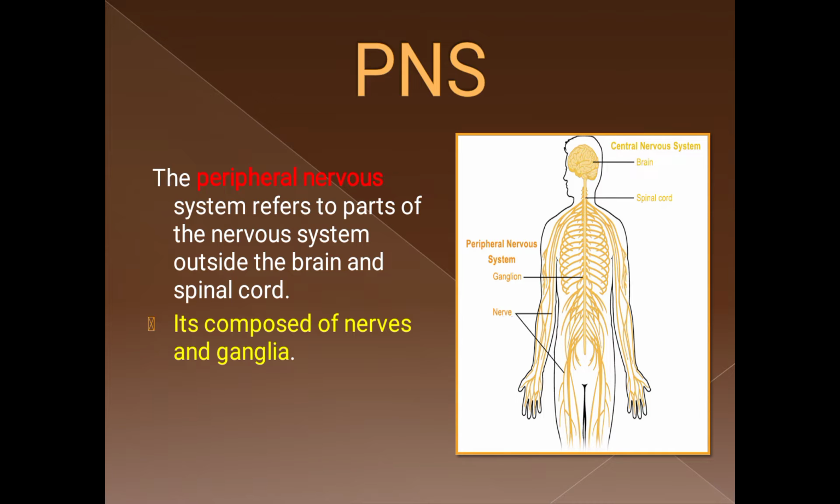If we talk about the composition of the peripheral nervous system, it is composed of nerves, that are the union of several axons, and ganglia, that are the clusters of neuron cells outside the CNS. The nerves and ganglia form the communication network between the central nervous system and all the other body parts.